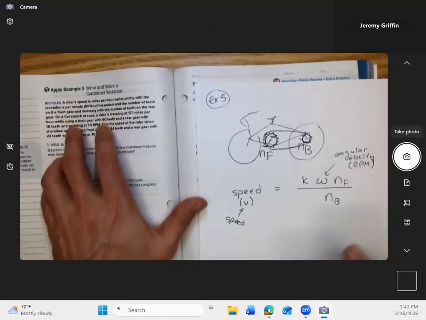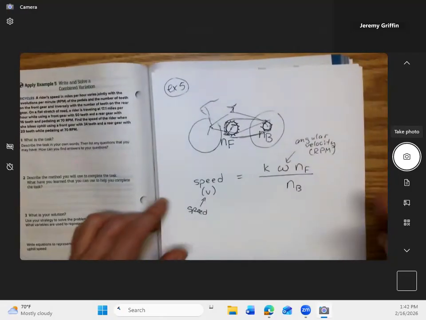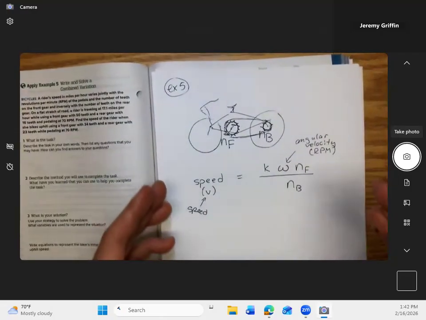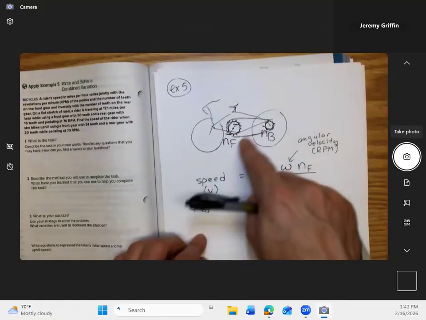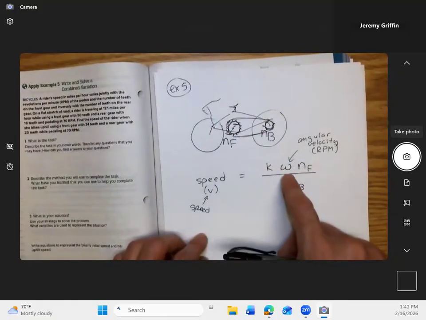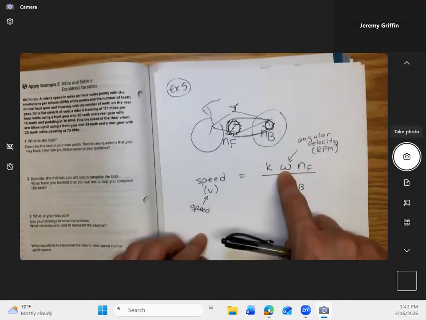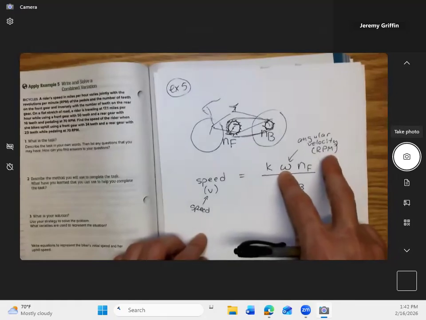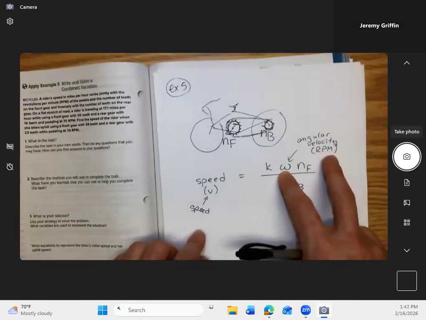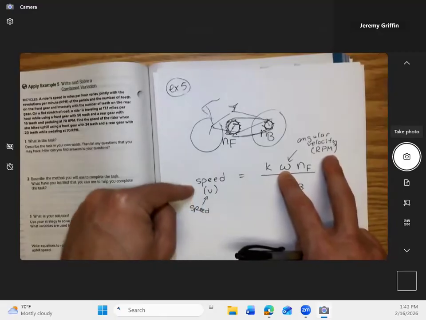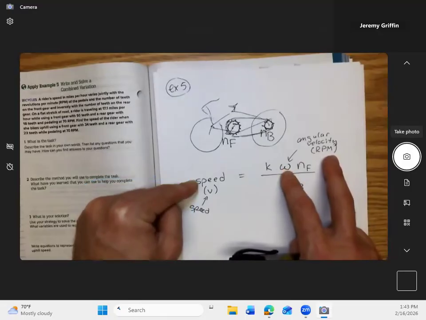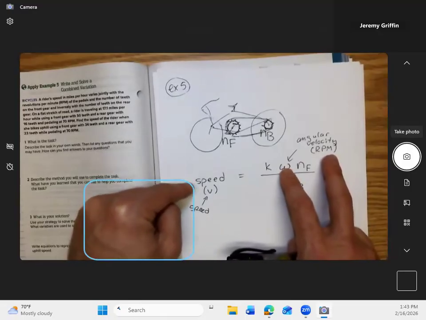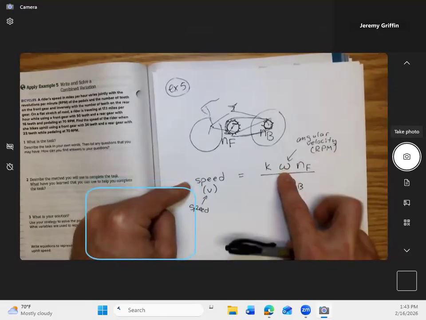Now, before we get plugging and chugging, does this make sense from a forest for the trees relationship point of view? Like if you're pedaling faster, that means you're directly increasing this omega right here, which is the angular velocity in revolutions per minute. Is that going to make the bike go faster? Yeah. In fact, if you pedal twice as fast, the bike's going to go twice as fast in a linear sense. That makes sense.